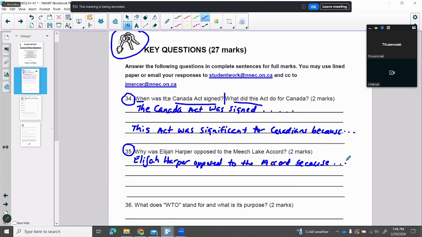So this is how you can format your answer. Again, look in your book or in your lesson. There are headings. For example, the heading for the Meech Lake Accord. If you're looking for the answer for that key question, on page 4 of your lesson book, the heading is the Canada Act and the Meech Lake Accord. So everything under that heading is about the Meech Lake Accord.